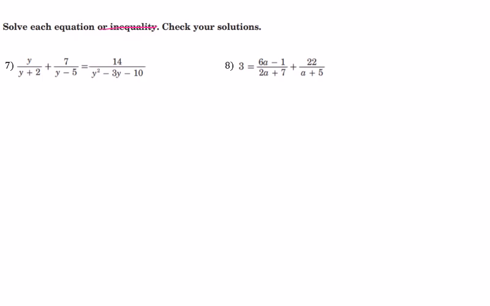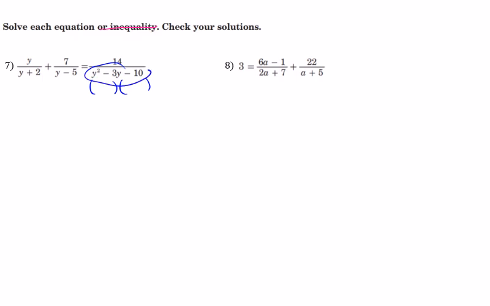All right, so number 7. So here I have a bunch of stuff going on in the denominator. And so first thing I want to do is factor any polynomials that we can factor. So this can't factor, not a difference of squares, not a difference or sum of cubes. Same thing with y minus 5.